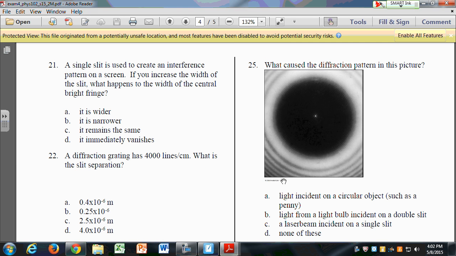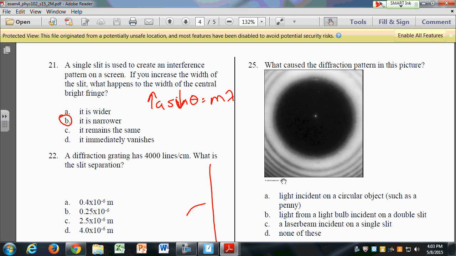So this is another one of those where you have to change the variables. Single slit, you increase the width of the slit. So I'll start with this, a sine theta equals m lambda. I increase the width of the slit, so that goes up. And now I want to know what happens to the width of the central bright fringe. Well, if that goes up, theta has to go down. That means that the width of the central bright fringe gets narrower.